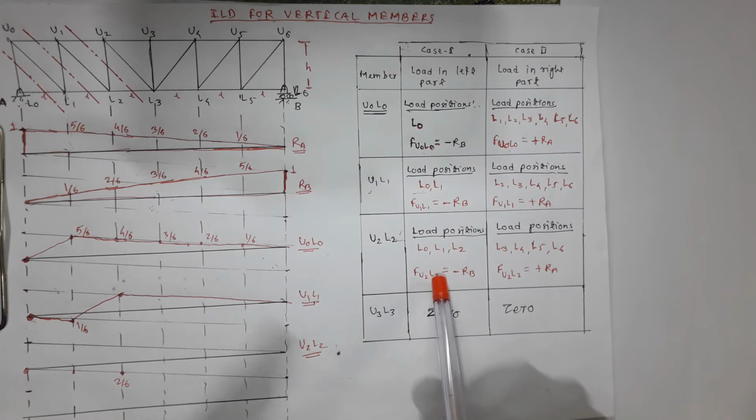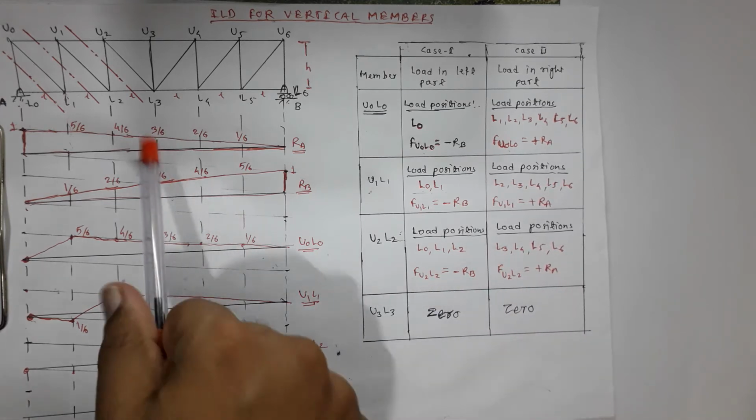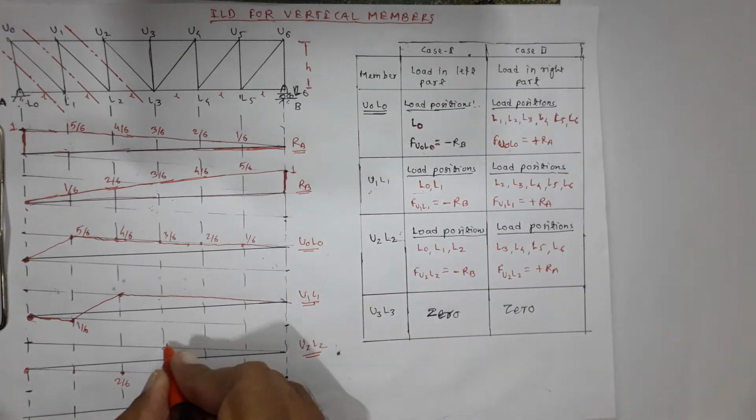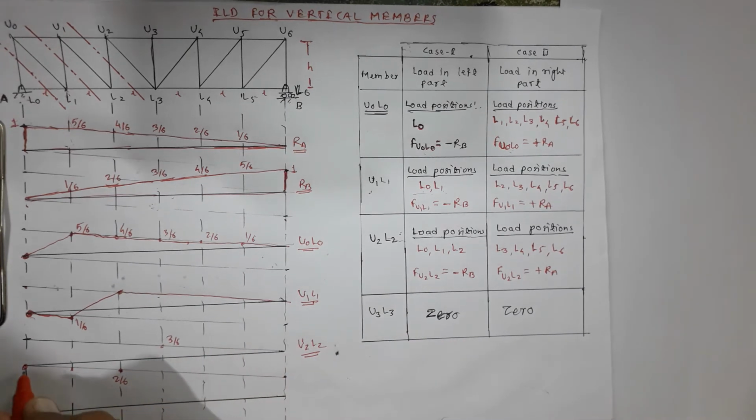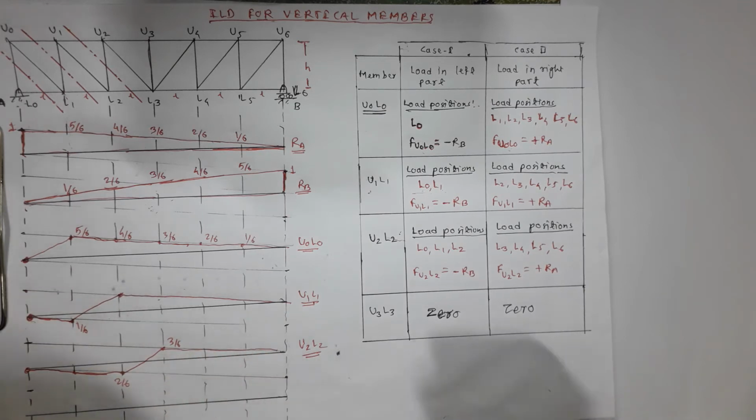And when the load moves to the right part, the load positions are L3, L4, L5 and L6. So this is how it will be, 3 by 6. And this gives you the ILD for U2 L2.